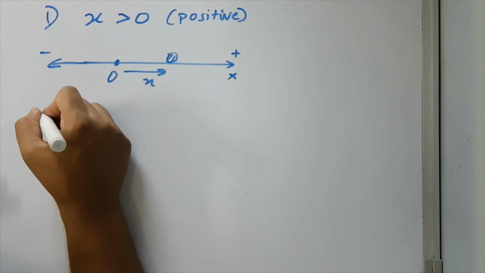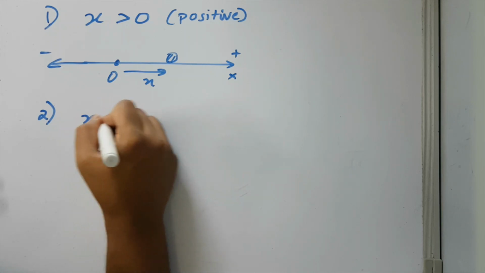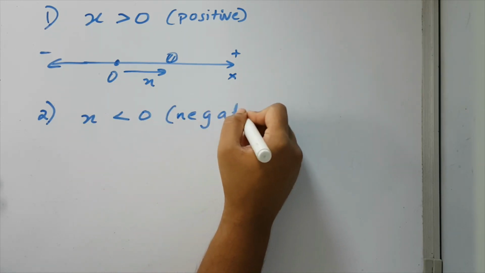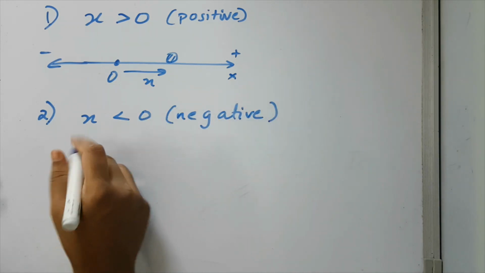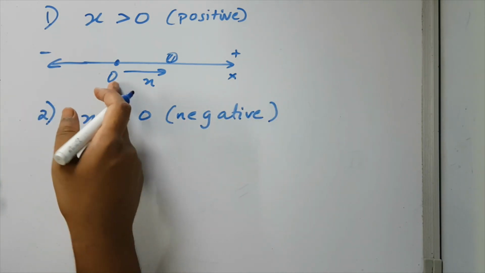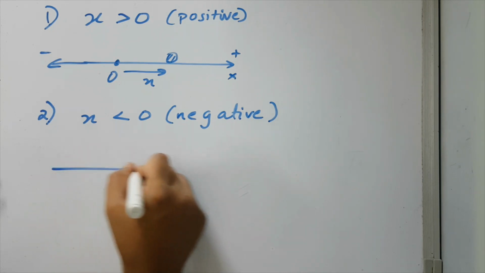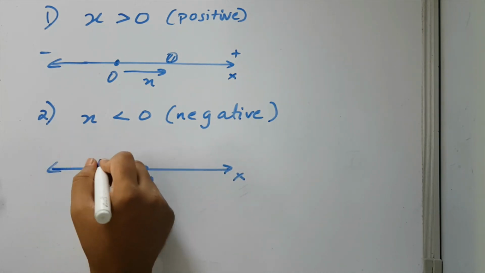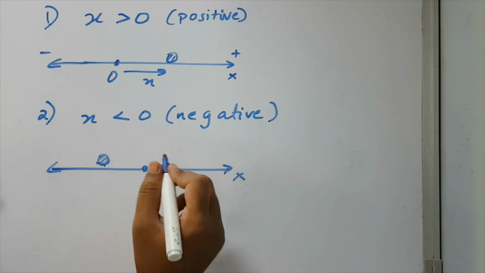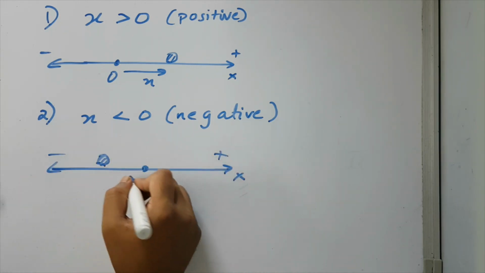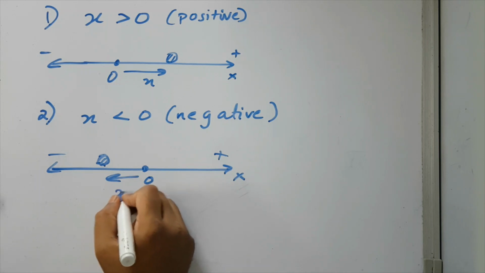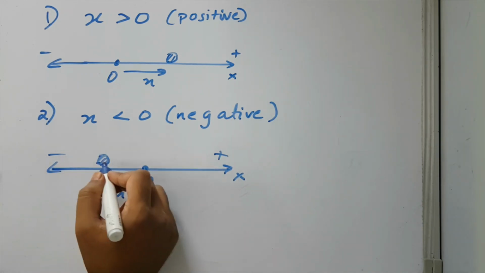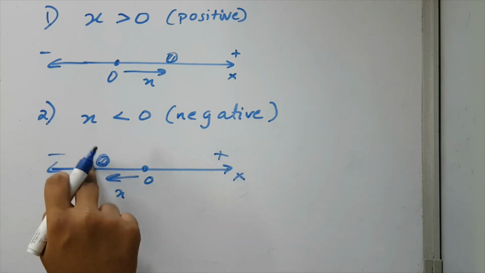What do you mean when I say x is negative? When I say x is negative, the particle is on the other side of the x-axis. So here's the origin and here's the particle. This is negative, this is positive. As you can see, x is in the opposite direction, the negative direction, so you could say that the position is negative.